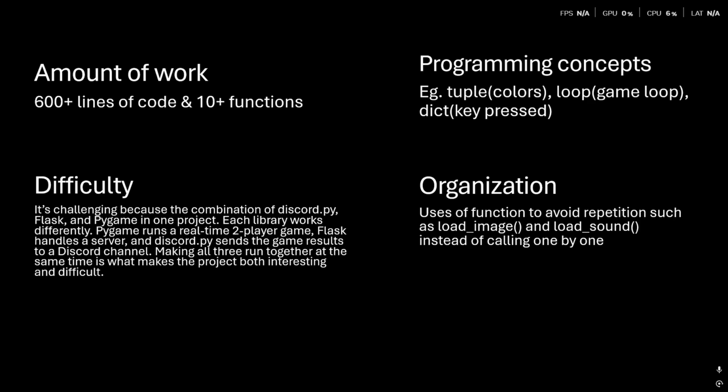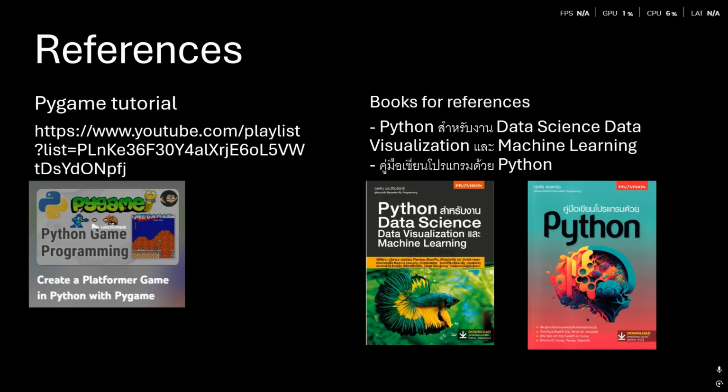Programming concepts. So we use concepts like tuples for the color, loops for the game loop, and dictionaries for the key press, for example. Organization. We use functions to avoid repetition, such as the load image function and load sound function, instead of calling it one by one.